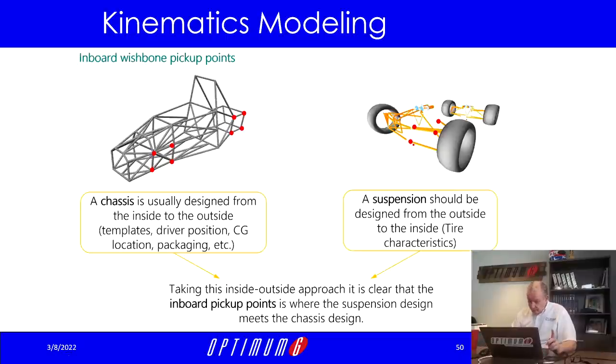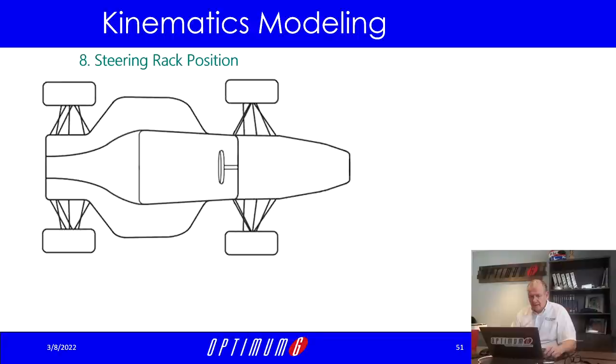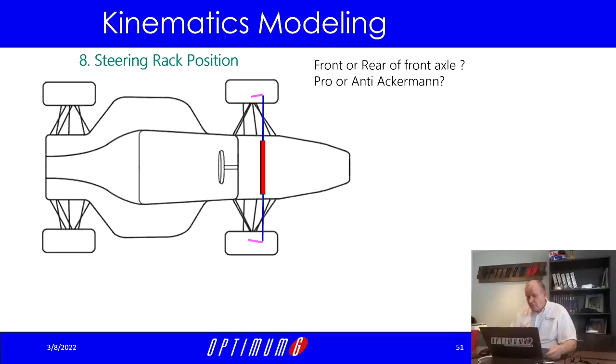And the force, and that will be explained in the force module example. Steering rack position, do you put it ahead or behind the front axis? There are plus and minus of that. And you're going to speak also about the Ackermann. Front or rear axle, pro or anti-Ackermann, high or low mounting, do you put it high, low, center of gravity could make a difference, and why?